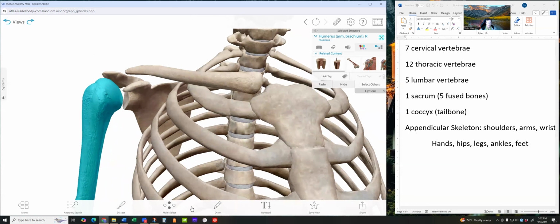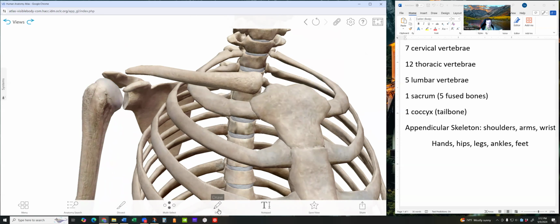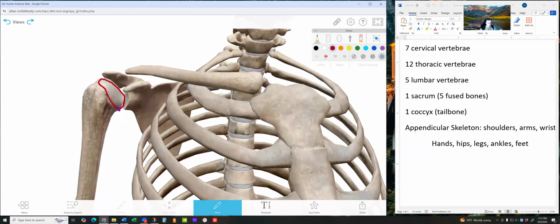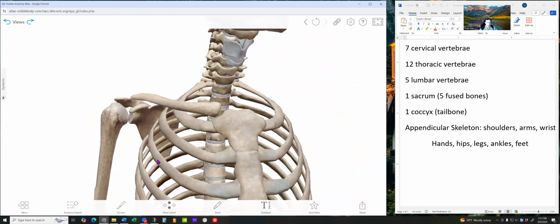So the head of the humerus is here. Let me show it to you. Here's the head of the humerus. And the glenoid cavity of the scapula is here, right? So the head of the humerus locks into the glenoid cavity of the scapula. That's how your arm fits into your shoulder socket. Okay. All right. Let me clear the drawing on that. And let's continue. Okay.